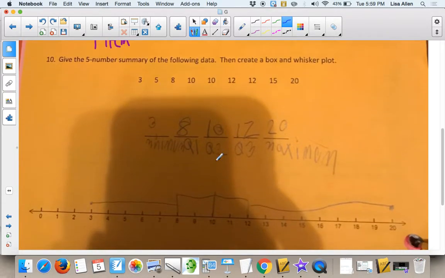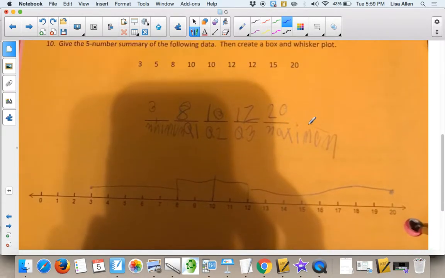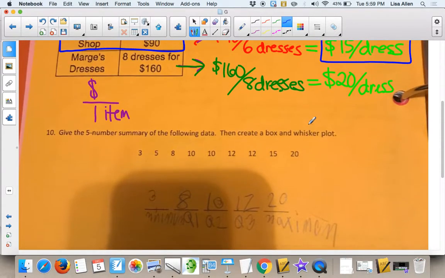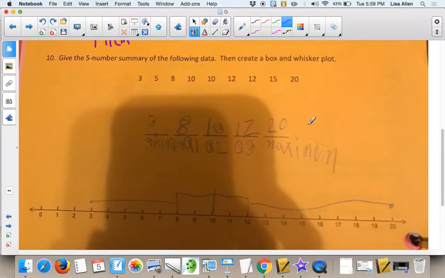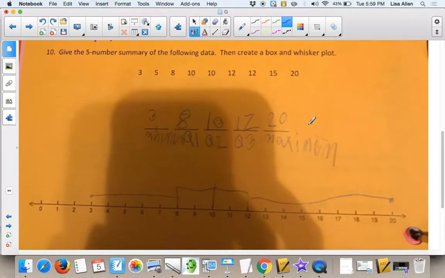And for the last problem, the 5-number summary, your answer is not quite right, and I'll show you what you have to do for this. So in number 10, we have the data all in order, giving the 5-number summary.